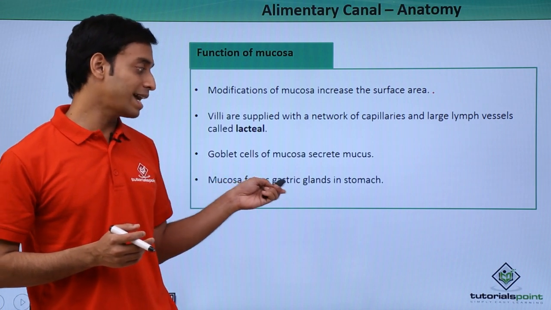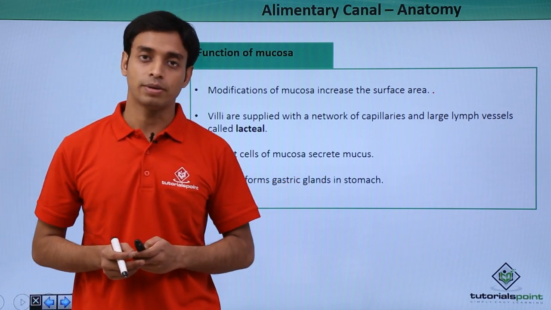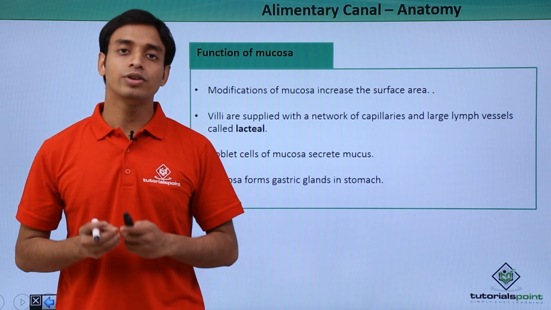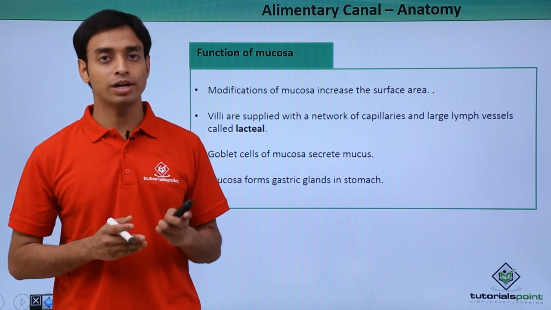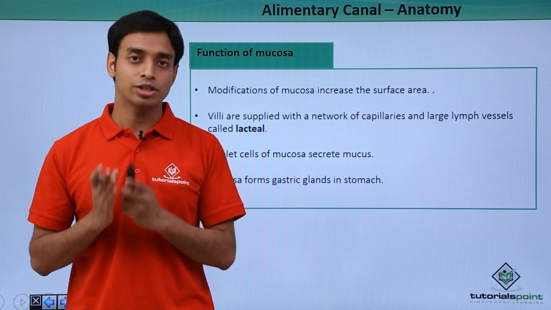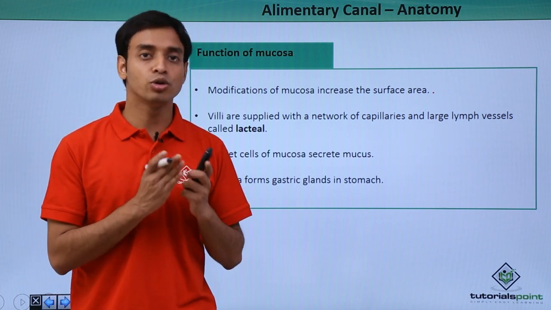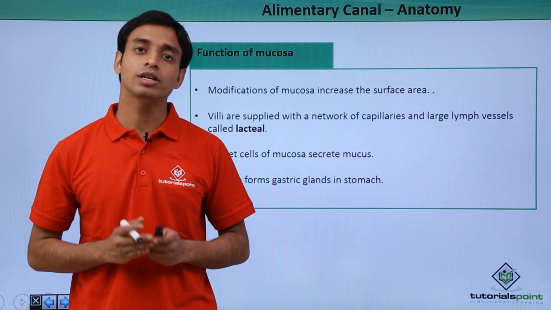Mucosa also forms the gastric glands in case of the stomach. Now in this video we have talked about the anatomy of the intestine. We have talked about 4 important layers: the muscularis, the submucosa, the mucosa, and the outermost layer, the serosa.